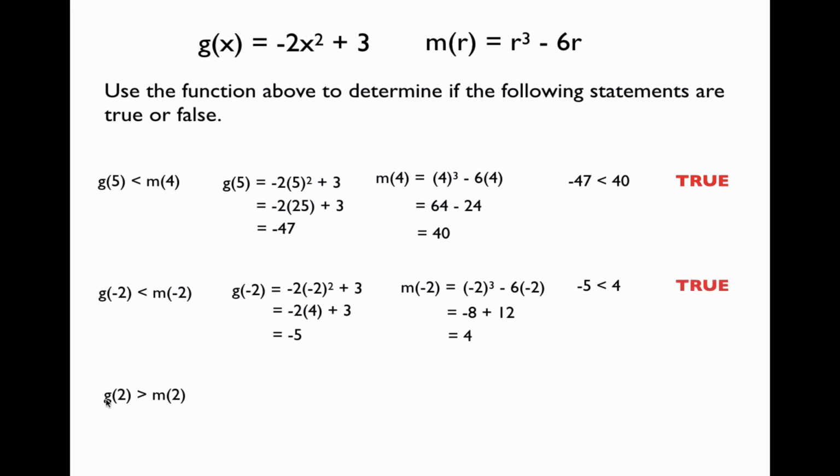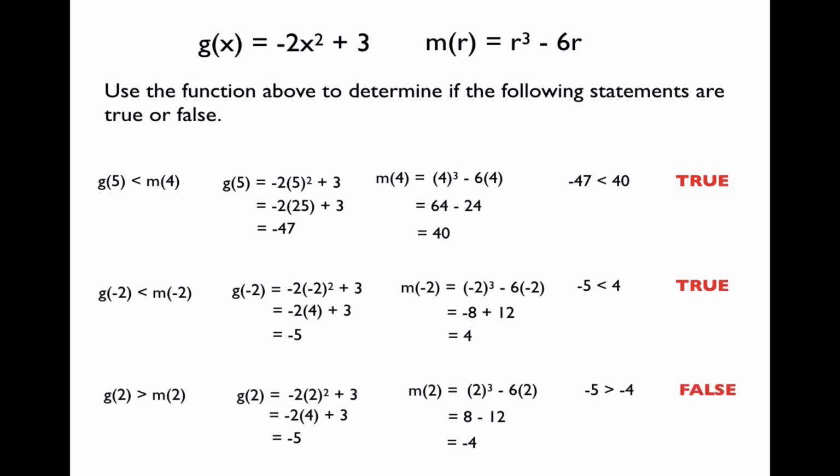All right, for this next one, g of 2 is greater than m of 2. We evaluate g of 2, and we get negative 5. M of 2 is equal to negative 4. Using substitution, we can create the statement negative 5 is greater than negative 4. And although 5 is greater than 4, negative 5 is less than negative 4. So that one would be false.